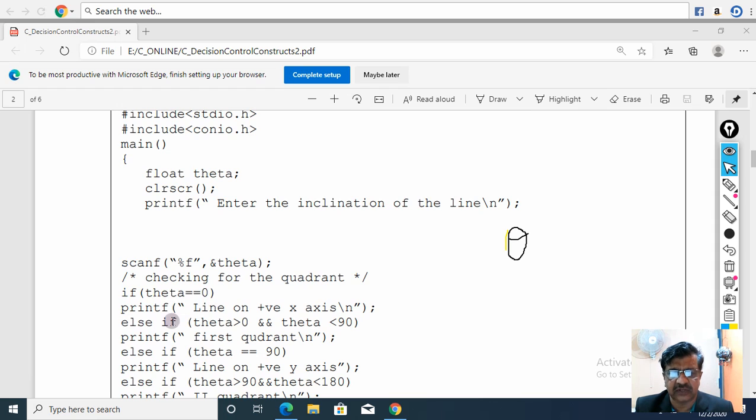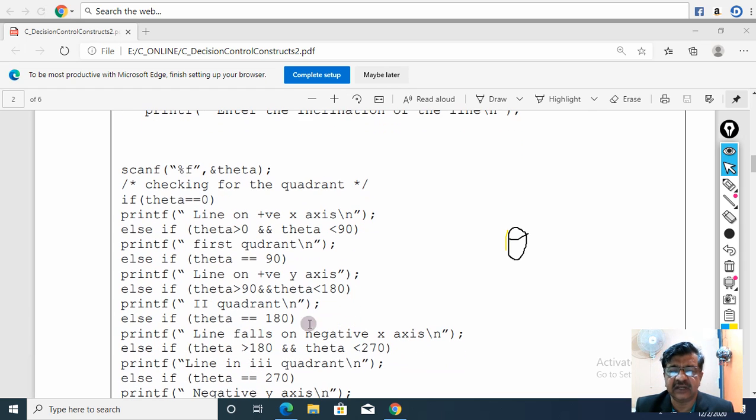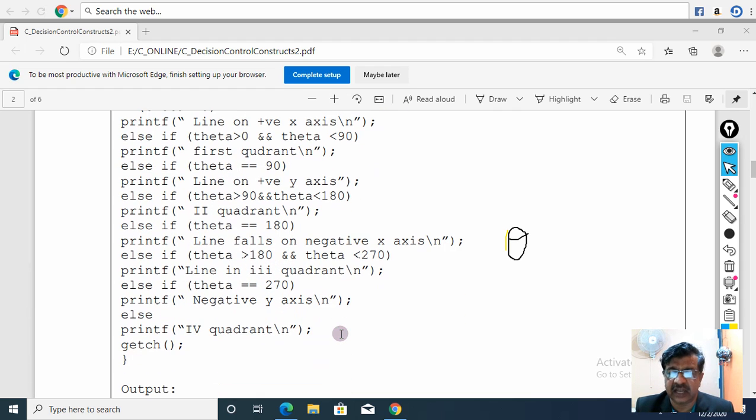If theta equal to 0, the line is positive x-axis. Else if theta is greater than 0 and theta is less than 90, if it falls between 0 and 90, it should come in the first quadrant. Else if theta equal to 90 degrees, it should be positive y-axis. Similarly, if theta is greater than 90 and less than 180 degrees, it should fall into the second quadrant. And if theta becomes exactly equal to 180 degrees, the line falls on the negative x-axis.